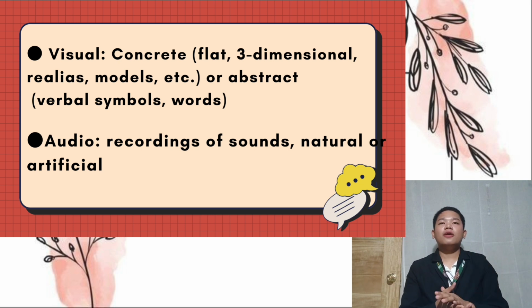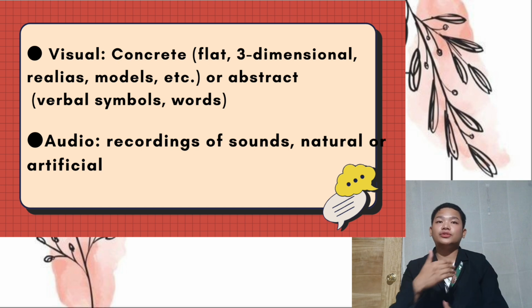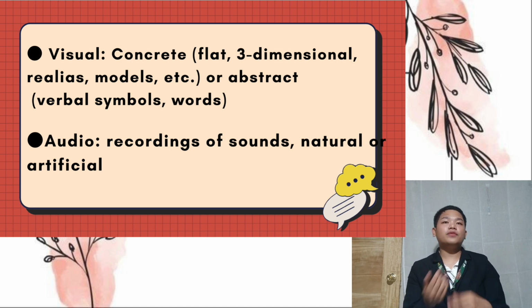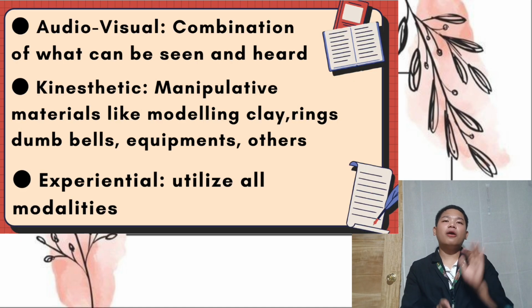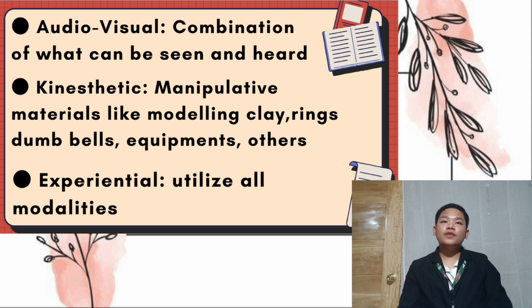Second is audio aids. This helps students learn by hearing. This could be recordings of natural sounds like birds singing, or artificial sounds like music or a voice recording of a story. Third is audio-visual aids. This combines seeing and hearing. For example, movies, videos, and presentations with slides and narration.